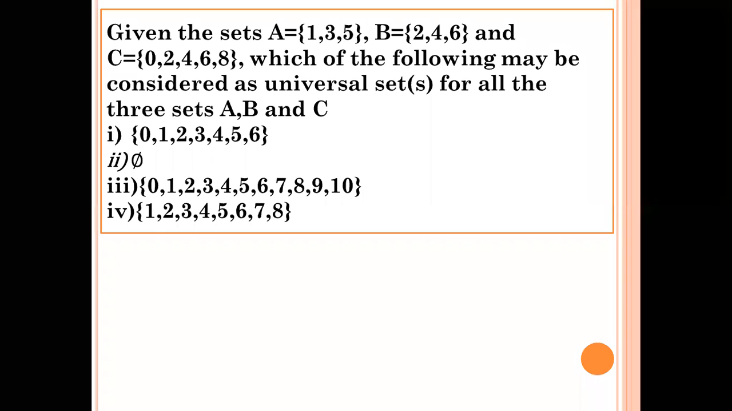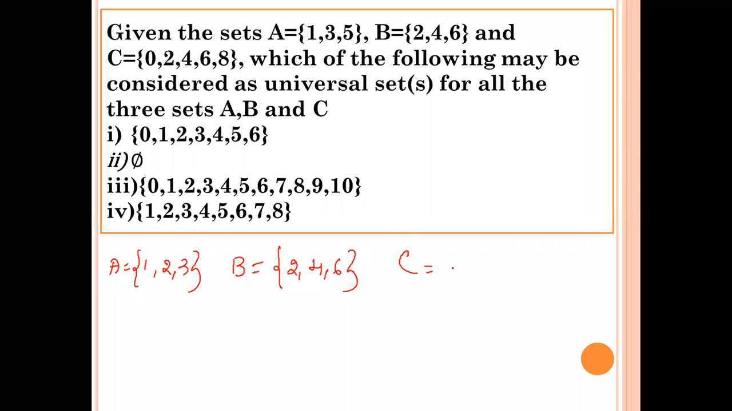So here you have the problem. Basically, they have given you 3 sets. A contains 3 elements, that is, A is equal to 1, 2, 3. B has 2, 4, 6. And C has 0, 2, 4, 6, 8. Given the sets A, B and C, which of the following may be considered as universal set or sets for all the 3 sets A, B and C?